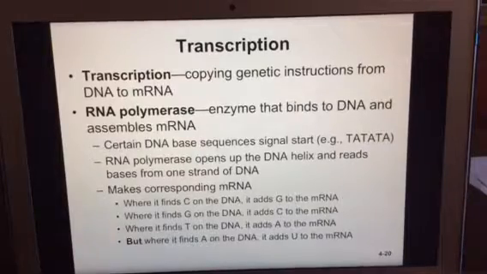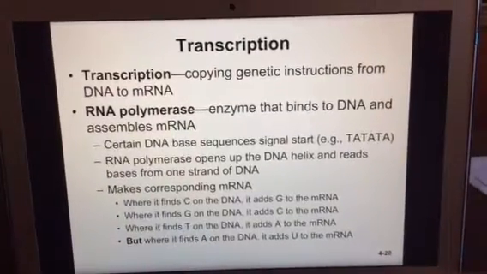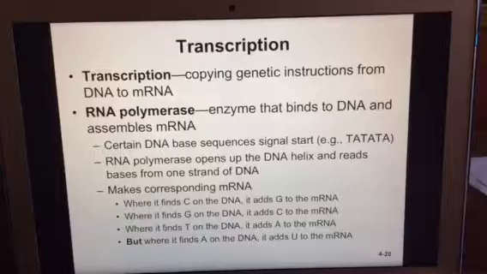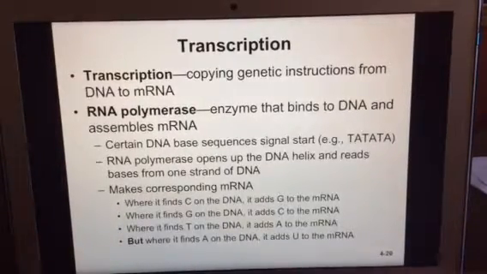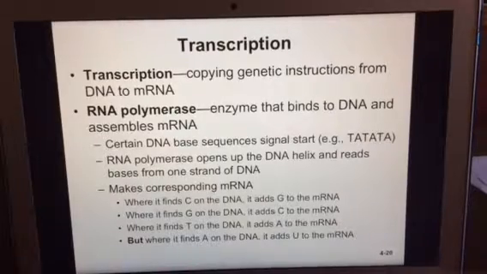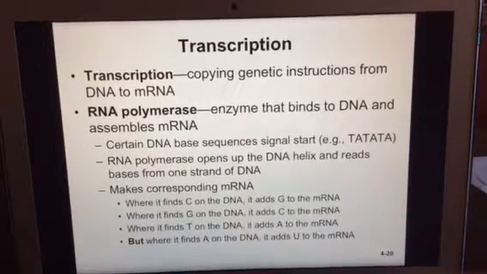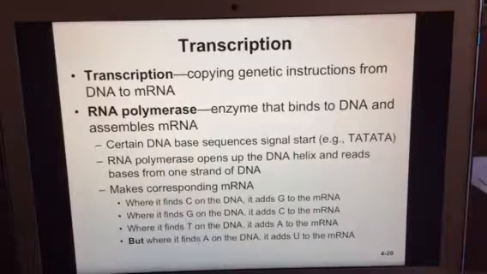So for example, if there's a cytosine on the DNA, the RNA polymerase is going to add the guanine to make the mRNA. The only difference there is if there's an adenine on the DNA, it's going to add a uracil because RNA does not have thymine.